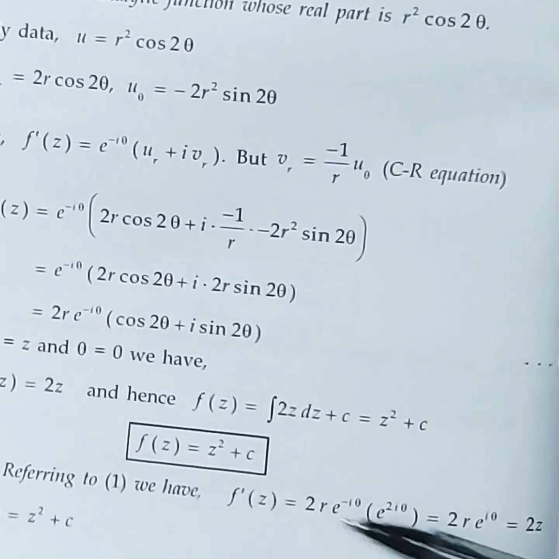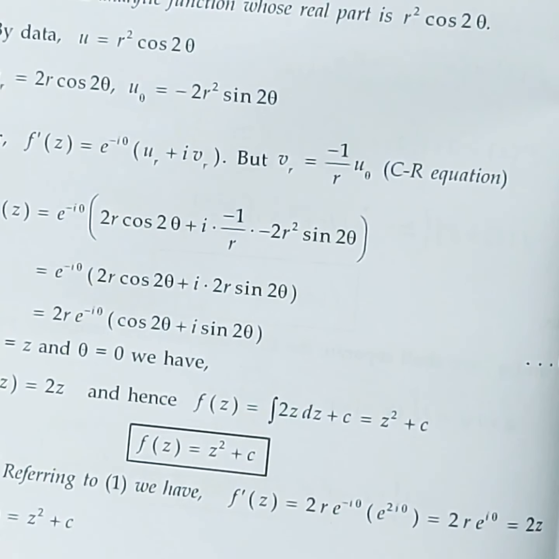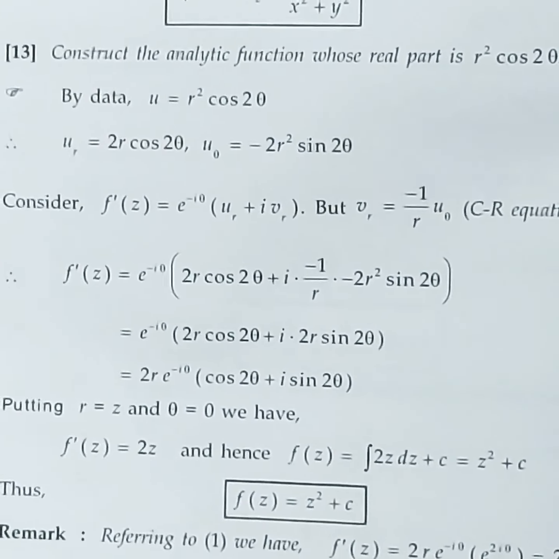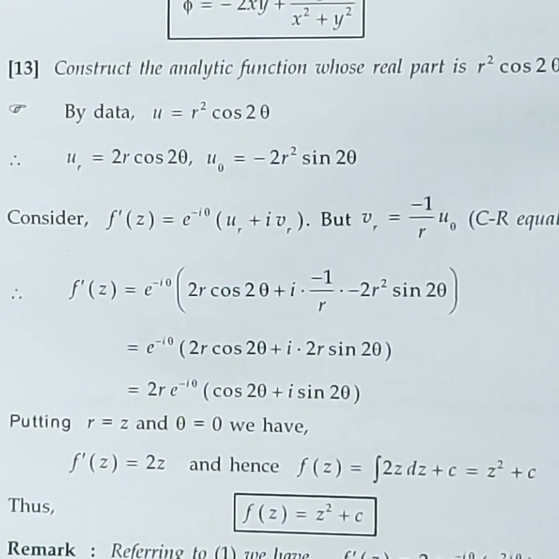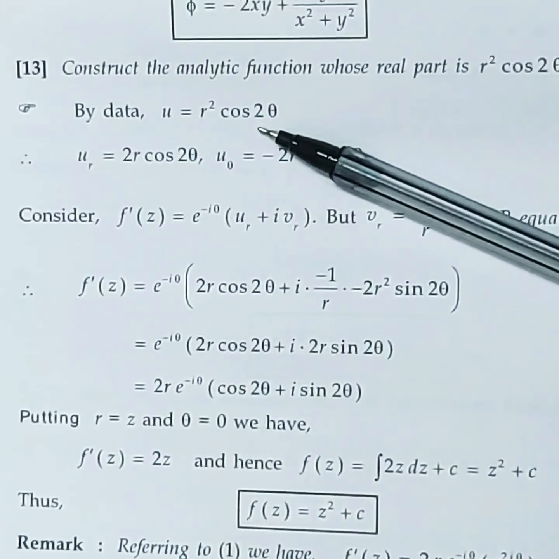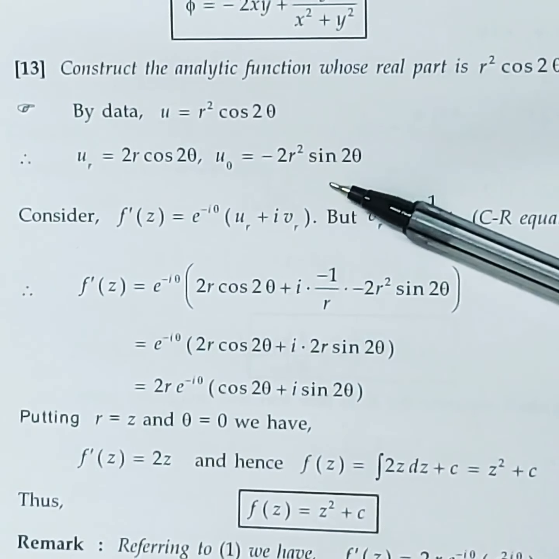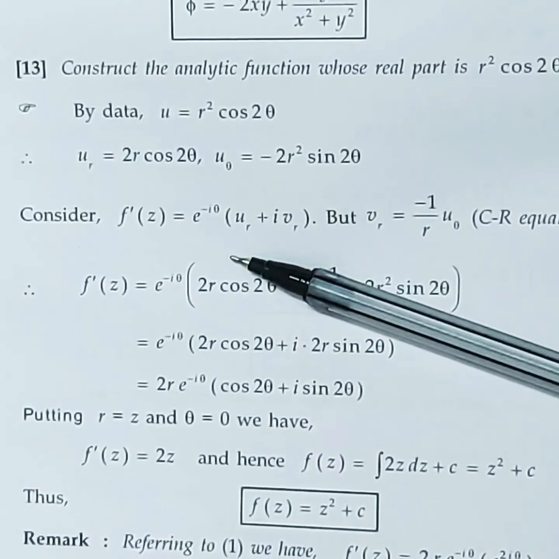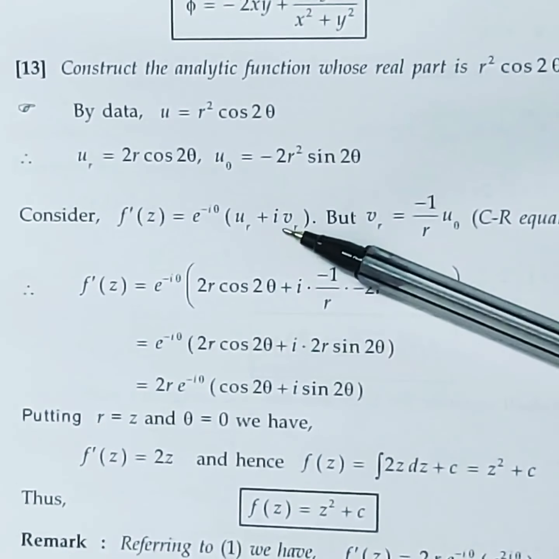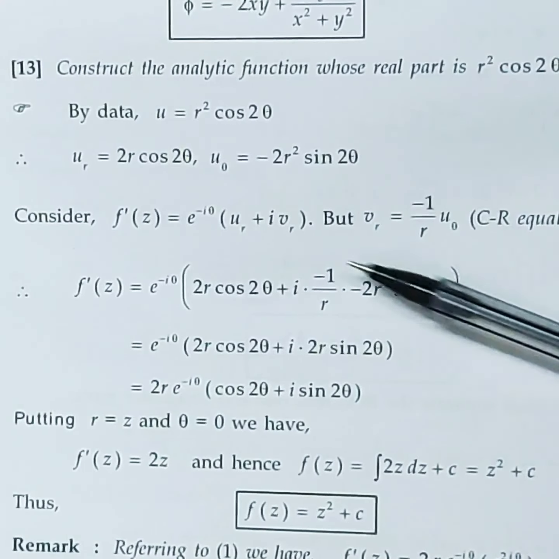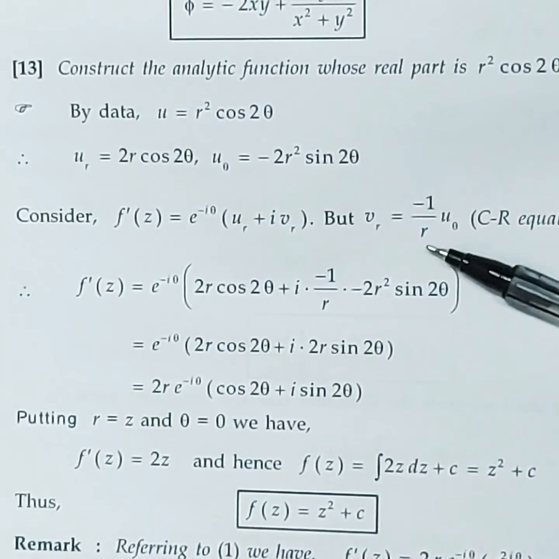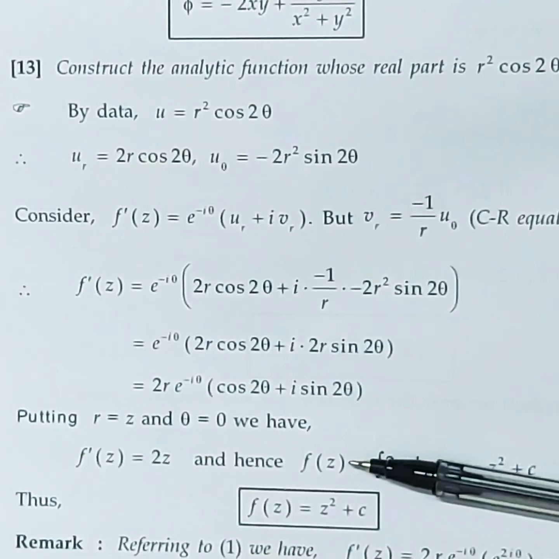So this is without substitution, this is with substitution, but in some problems substitution will be easier, so you can go for it. So step 1, whatever is given, if v is given, we are going to find v r and v theta, and then use the f dash of z formula, this is the same, and then out of the 2 CR equations, whichever is required, we will be using it, and then substitute r as z and theta as 0, and finally integrate.